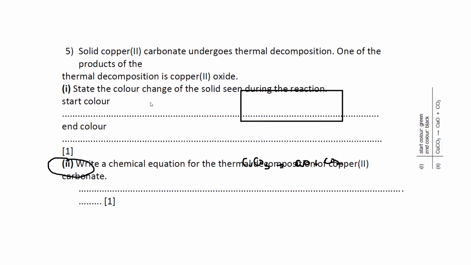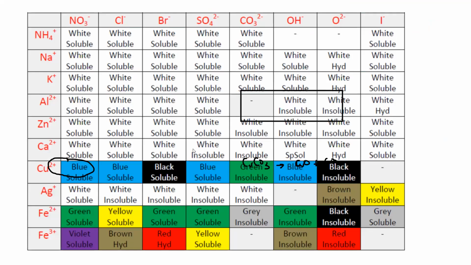So the question is, state the color at the start and at the end. So what will be the color at the start? First we have copper carbonate. So what is the color of copper carbonate? Using this table, the copper carbonate will be green in color. Then it forms copper oxide. So what is the color of copper oxide? Copper and oxygen, so copper oxide is black in color.